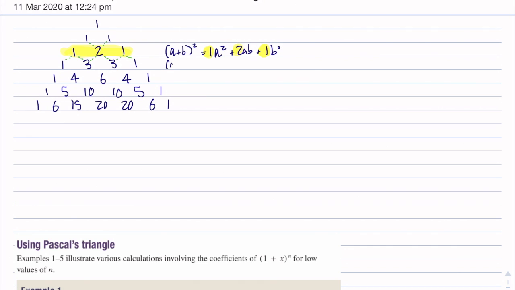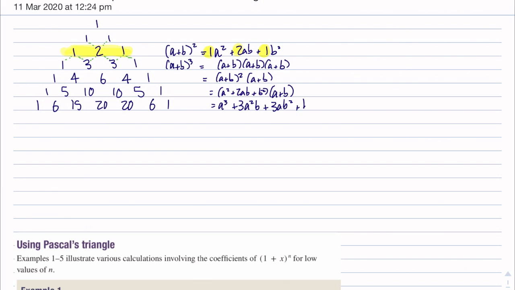If I have a plus b cubed, well then that's the same as a plus b, a plus b, a plus b. So that's the same as a plus b squared times a plus b. I know a plus b squared is a squared plus 2ab plus b squared, times a plus b. Expand this out, I get a cubed plus 3a squared b plus 3ab squared plus b cubed.